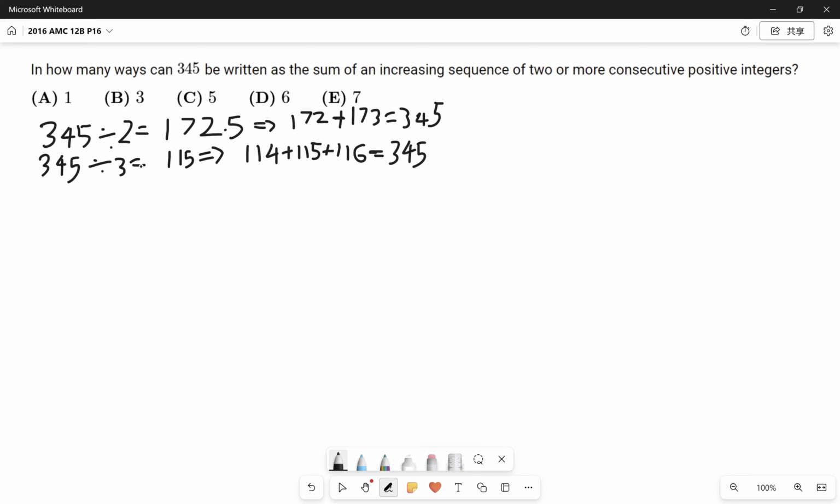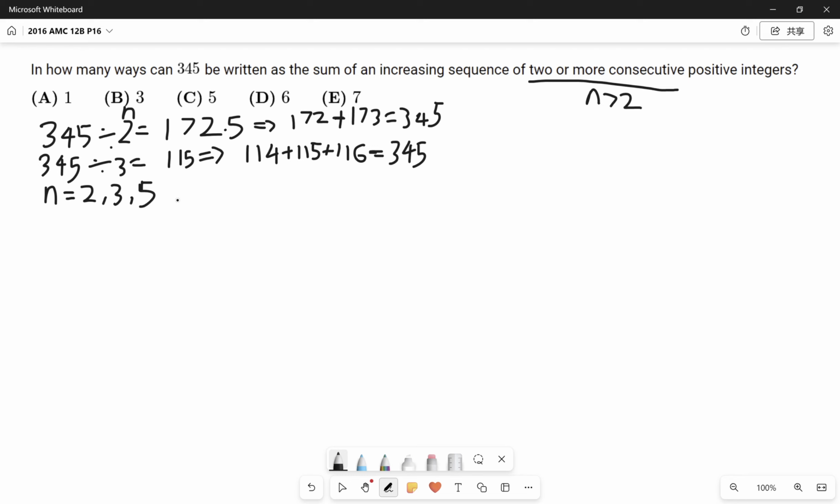Firstly, let's call this n. So 2 and 3 are both n's. n is the number of numbers inside our increasing sequence. What values are possible for n? We know that 2 and 3 are possible, and n has to be at least 2 because it says 2 or more. What else? If you actually try 4, 4 doesn't work. And if you try 5, yes, 5 works.